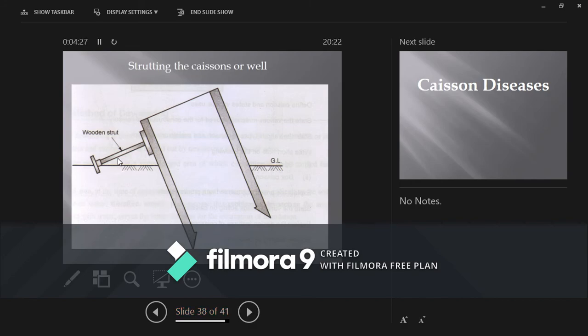Wooden strut. The lowering side can be supported with the help of a wooden strut, so that it can avoid the major sinking and shifts.